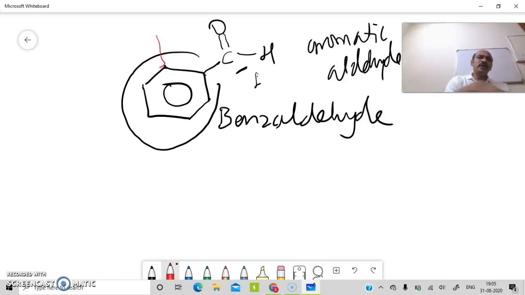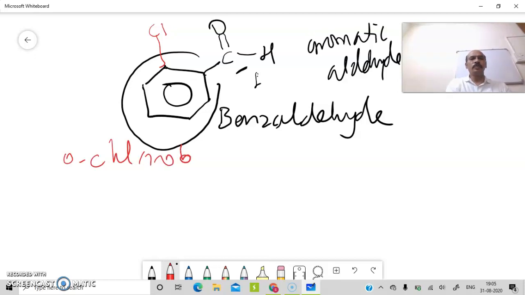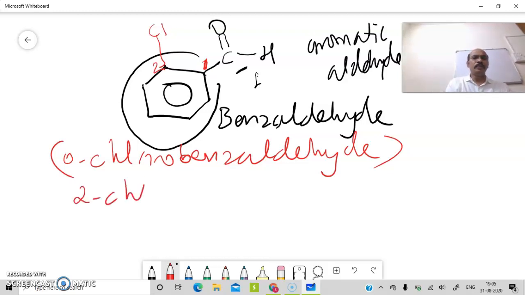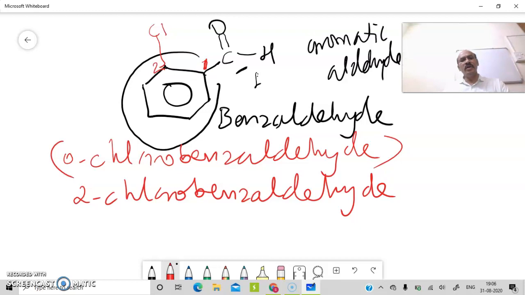If I write a substituent over here as Cl, that is called the ortho position, so its common name will be orthochlorobenzaldehyde. For the IUPAC name, you have to start numbering from the carbon having the carbonyl group as 1, then 2. You have to provide the lowest possible number to the carbon having the substituent, so its name will be 2-chlorobenzaldehyde. Okay, one more example we will see.